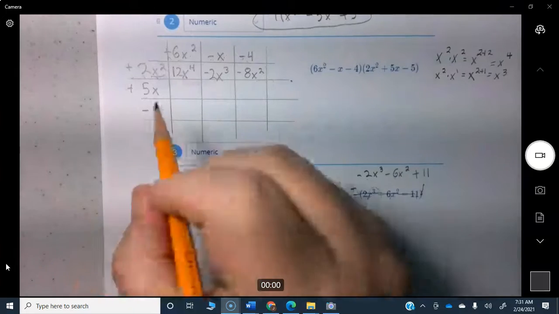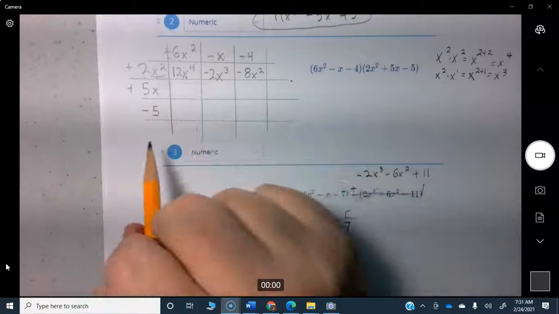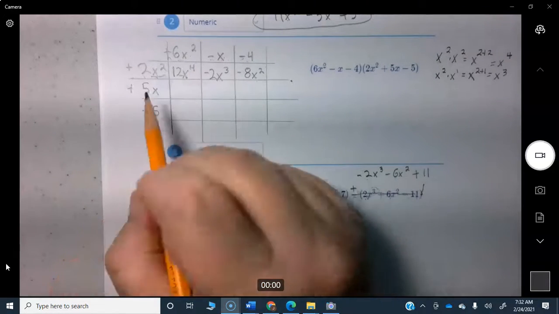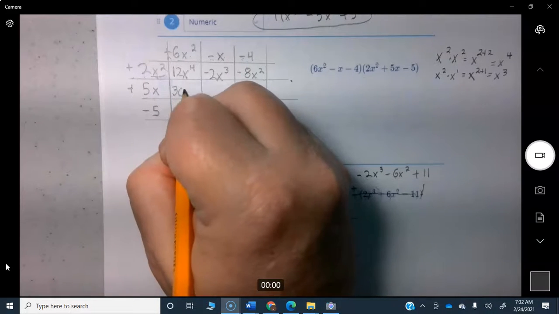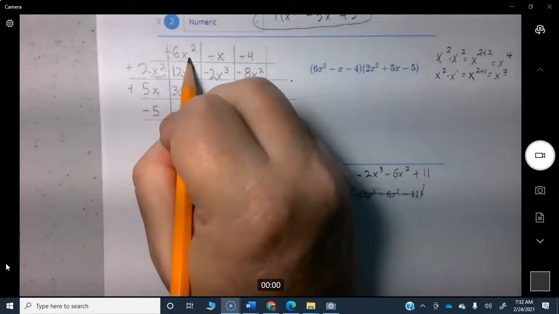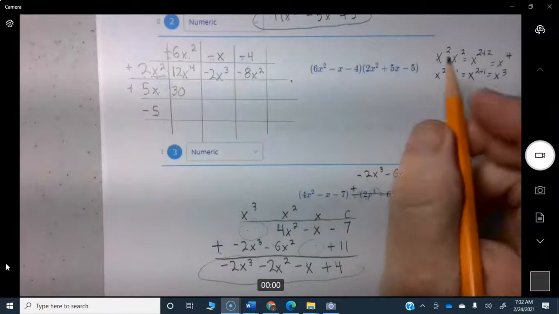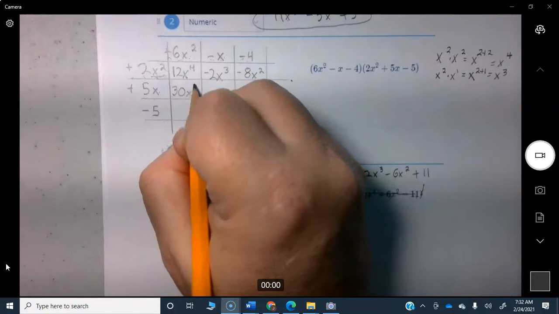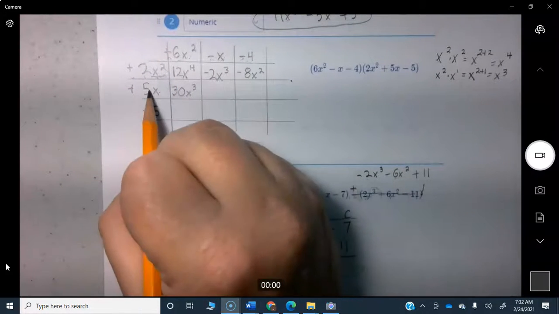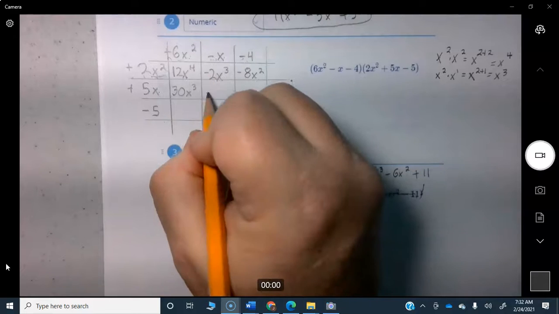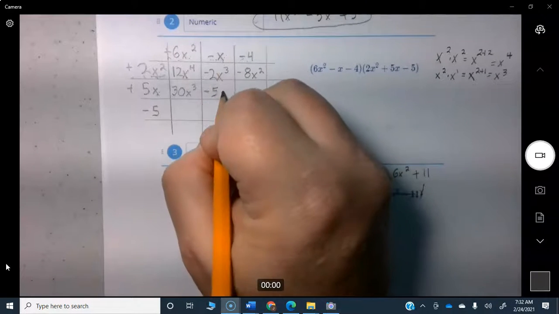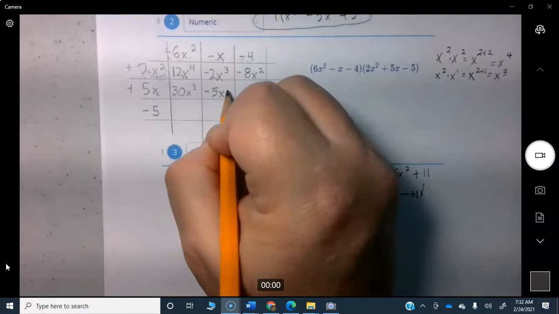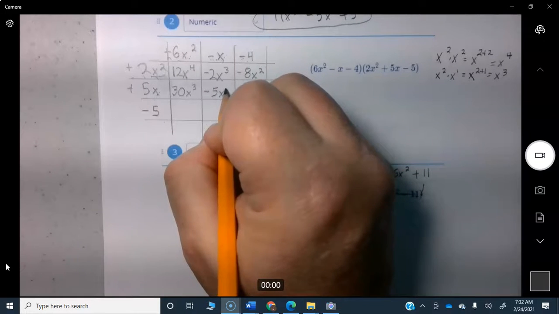Okay, next row. This is a good practice at multiplying variables and exponents here. 5 times 6 is 30. And x times x squared, we already did that one right here. That's going to be x to the 3rd. 5 times negative 1 is negative 5. And x times x is x squared. That's x to the 1st times x to the 1st, which is x to the 1 plus 1, is x squared.